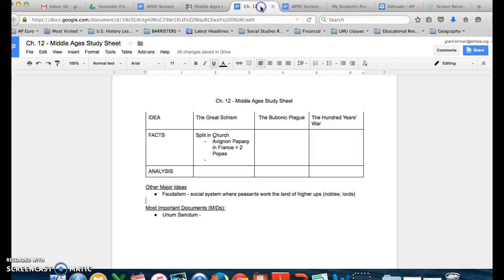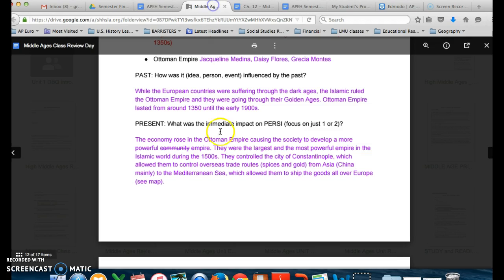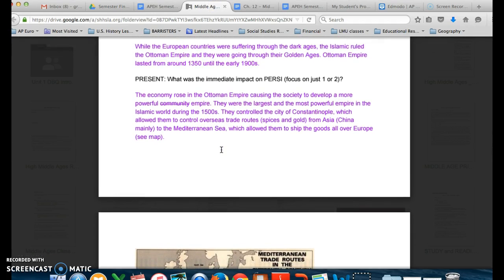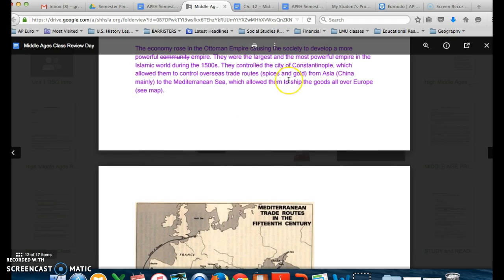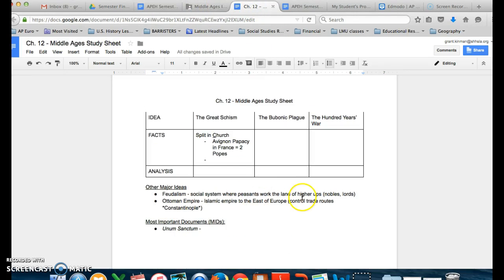Ottoman Empire. Ooh, there's another idea. That's an important one, so I add it. I read through it, and I realize, okay, this is the Islamic Empire to the east of Europe, controlling trade routes, for example. Constantinople is very important. Okay, covered that one. Constantinople, spices and gold. I read through it and I think, yeah, pretty much got it. Maybe I want to add a couple things. For instance, spice trade, especially. Control spice and gold trade. That helps. Gold trade routes and Constantinople.